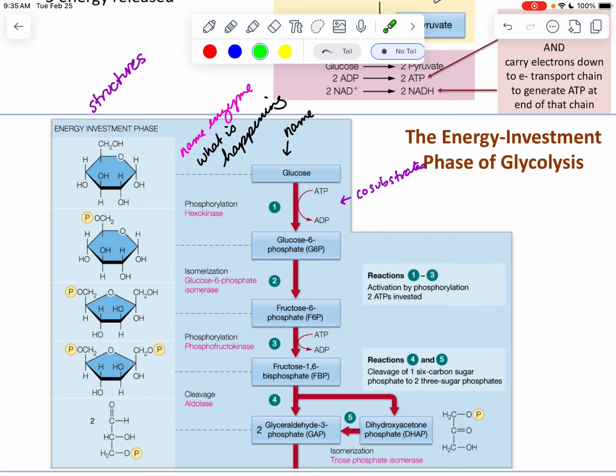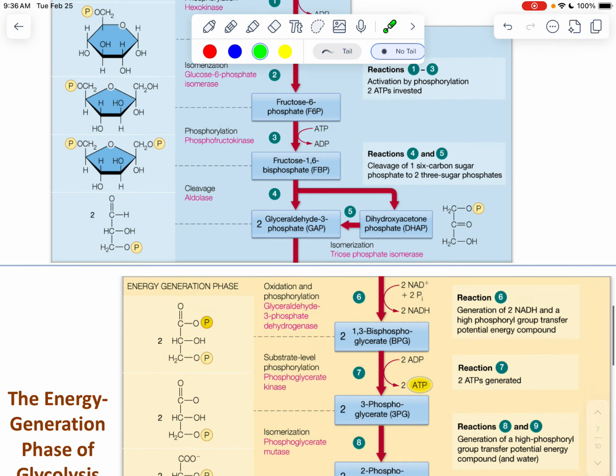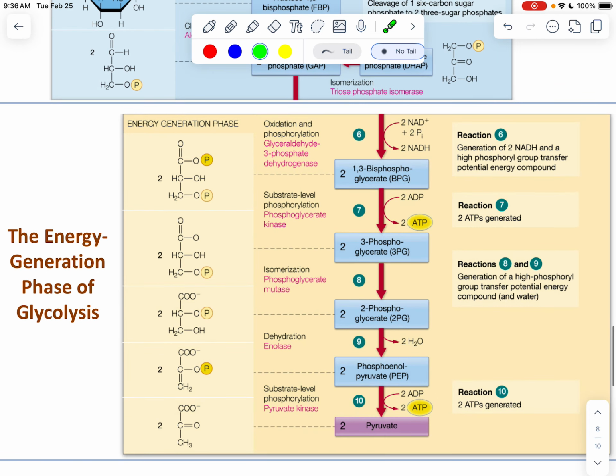So this is actually an important step. So glucose enters the cell through this glucose transporter, and once it's phosphorylated, that transporter can no longer recognize it and transport it out. So essentially this step traps that glucose in the cell. All right, we'll talk about all of these steps in detail in the next video. For now, let's skip ahead to the energy generation phase.